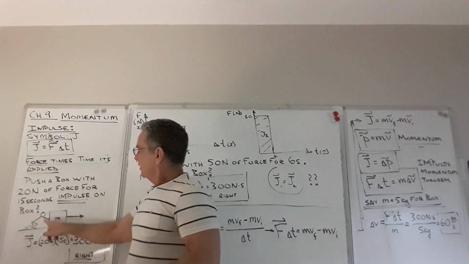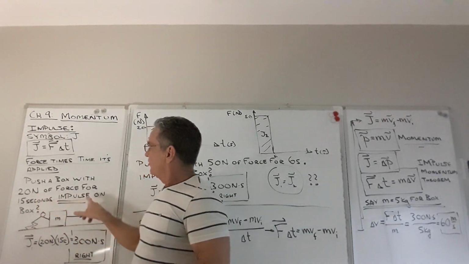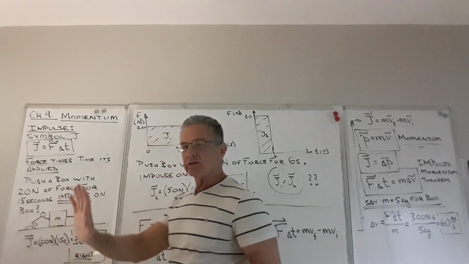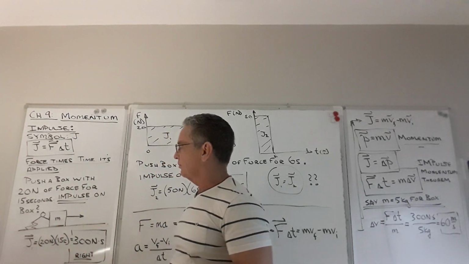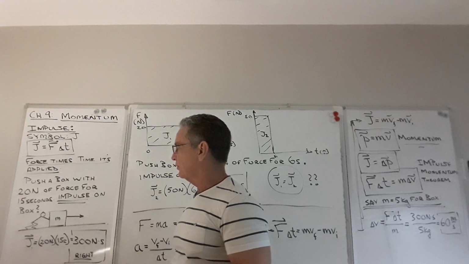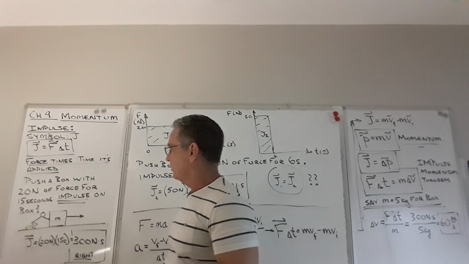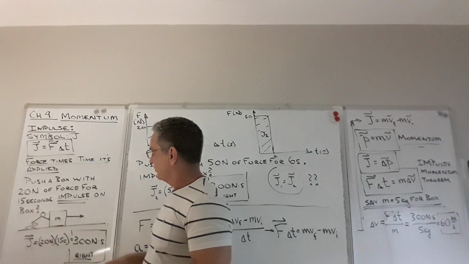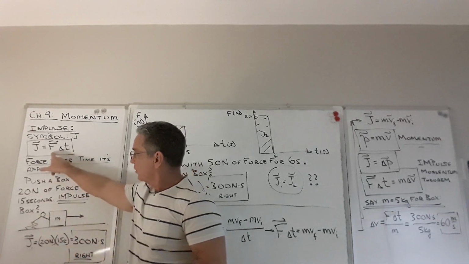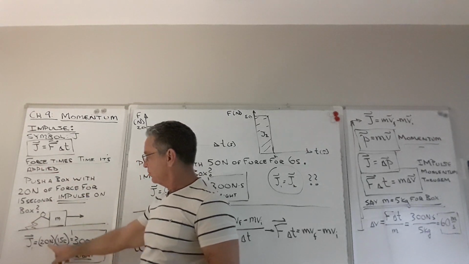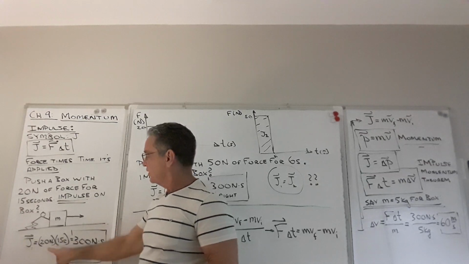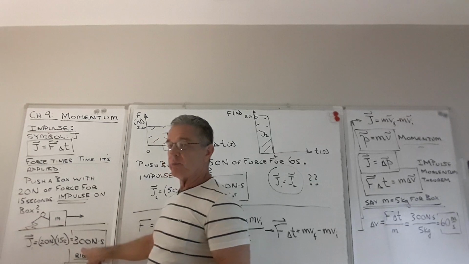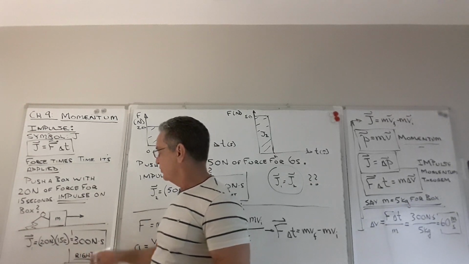So you apply 20 newtons of force for 15 seconds. So this person pushes the box for 15 seconds with a force of 20 newtons. And what you want to do is solve for the impulse on the box. So to do that, you take the force and multiply it by the time the force is applied. The force is 20 newtons, the time it's applied is 15 seconds. So the total impulse on the box is 300 newton seconds.